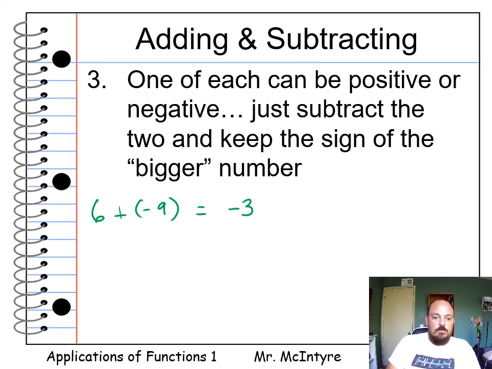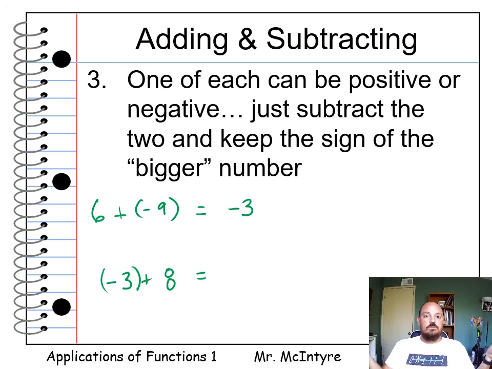Now for another example, maybe I did -3 plus +8. And I'll put the -3 in parentheses just so we can see it again. Same thing, one of each. One positive, one negative. So the very first thing to figure out the number part, once I realize that, I subtract. 8 minus 3 is 5. Now this time, the bigger number was the 8, and the 8 was positive, so my answer stays positive, and my answer is positive 5.